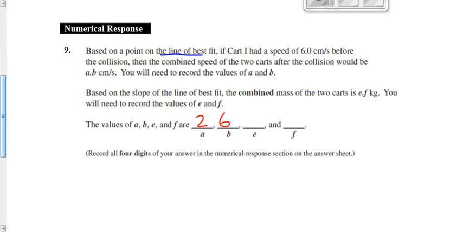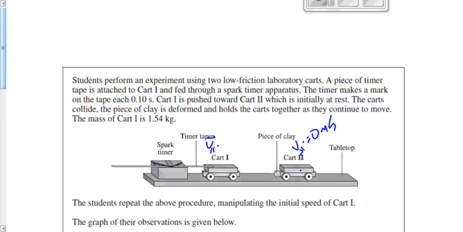Now, based on the slope of the line of best fit, the combined mass would be what? This is where it gets trickier, right? But that's okay. We know how to deal with this. Based on the slope of the line of best fit, what's the combined mass? Let's figure out what the slope means.